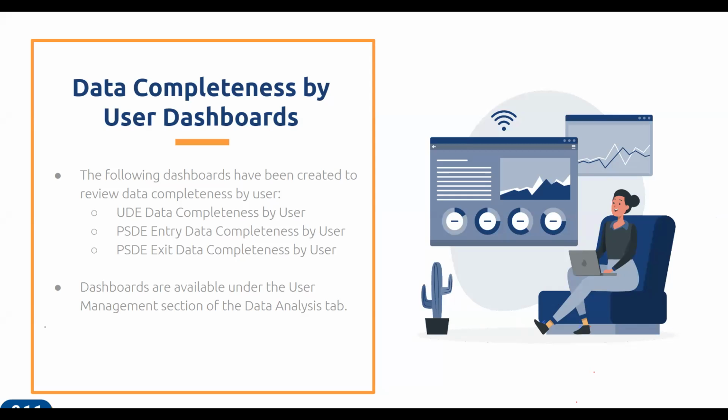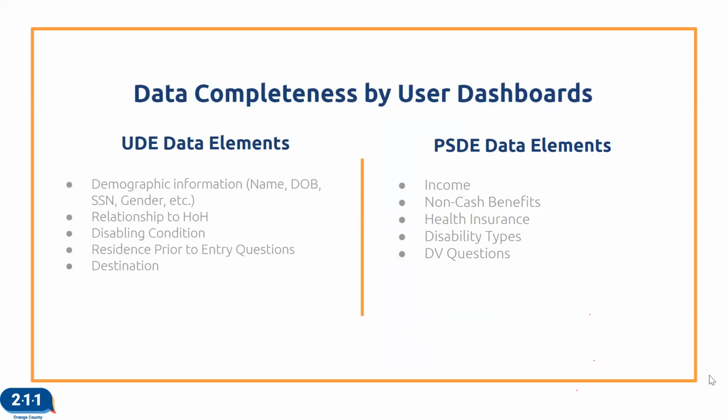Next slide. And just a quick reminder of what universal data elements are versus program specific data elements. So the universal data elements are data elements that are captured by all clients that are entered into HMIS. So this includes demographic information like name, date of birth, social security number, gender, race, ethnicity. It also includes relationship to head of household, disabling condition, the residence prior to entry questions, as well as destination data. And the program specific data elements are included or collected by many projects, but not necessarily all projects or all clients. These data elements include income, non-cash benefits, health insurance, disability types, as well as the DV questions.